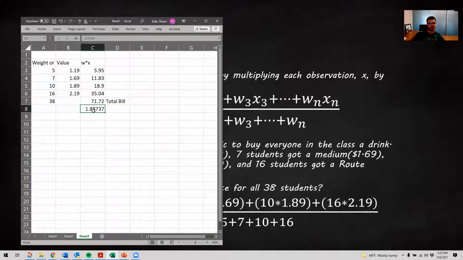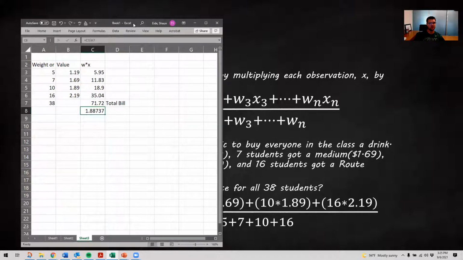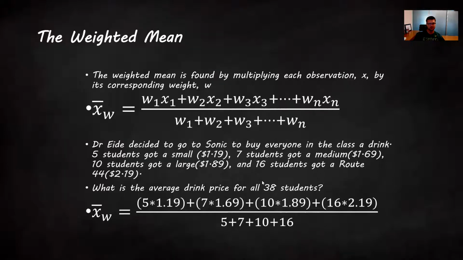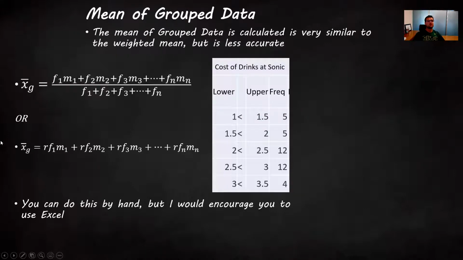And so this is very accurate because all of these are precise. So $1.89 is the value of those Sonic drinks. Okay, so that's the weighted mean, when you have very specific observations and you have a specific number of weights for each value of observation. Next, the mean of group data.